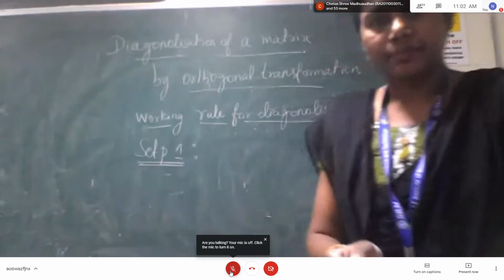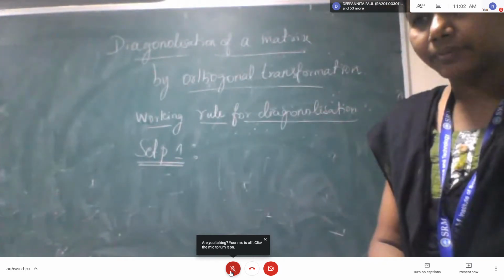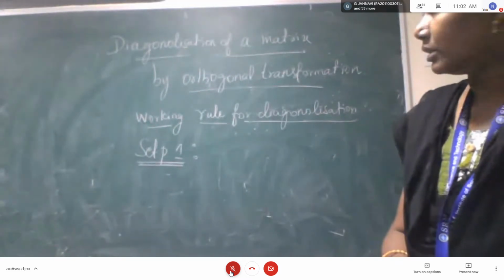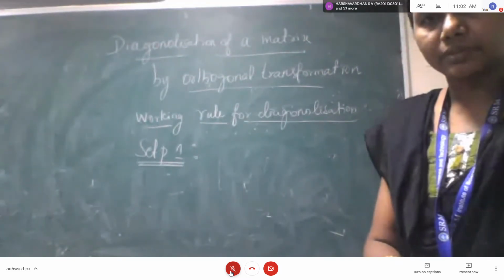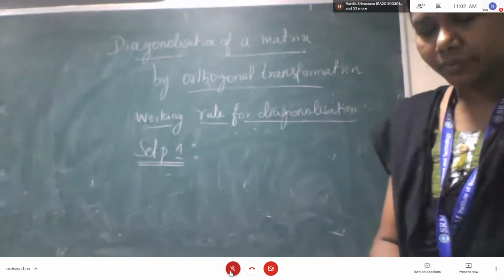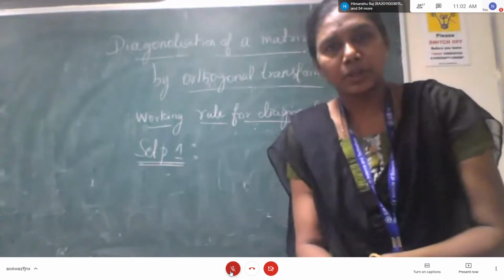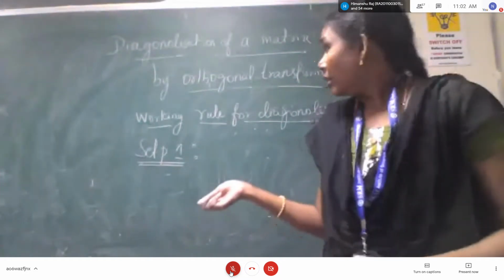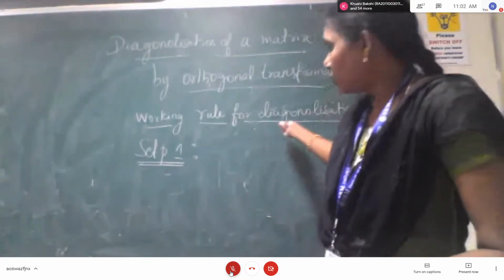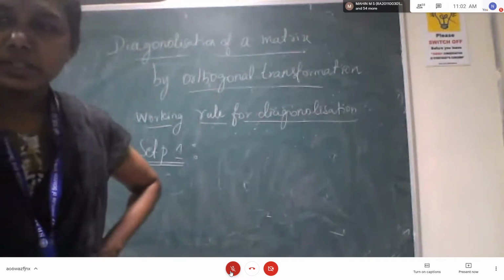Heading: Diagonalization of a matrix by orthogonal transformation. Okay, guys. First, I will give you the working rule to find the orthogonal diagonalization matrix. Working rule for diagonalization. Step 1.